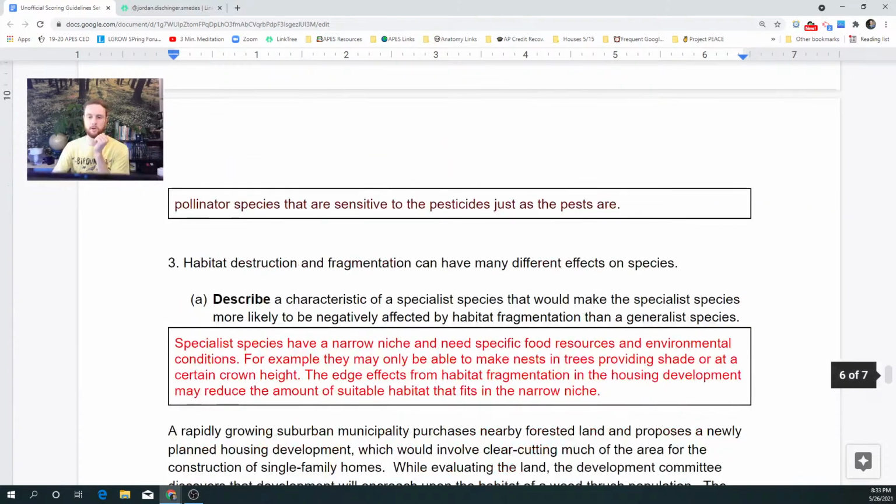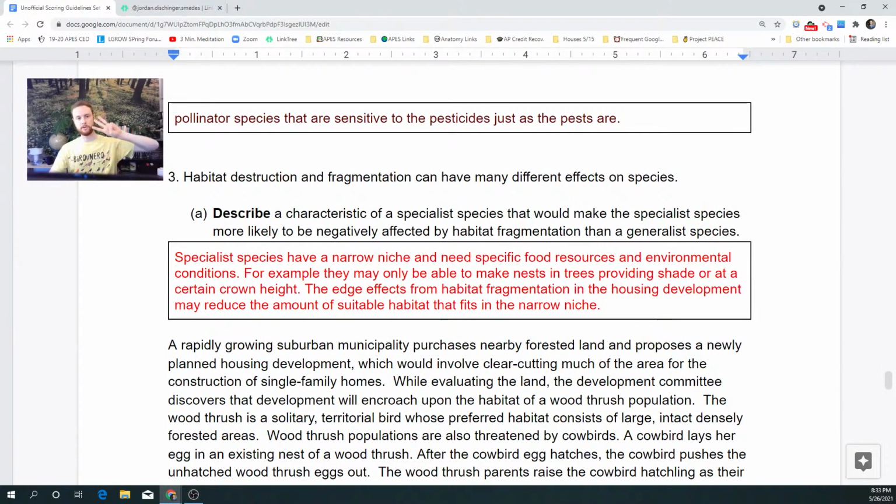So on we go. So we are to question number 3. Question number 3 is the math-based question. So let's talk about that question here. Habitat destruction and fragmentation can have many different effects on species. Describe a characteristic of a specialist species that would make the specialist species more likely to be negatively affected by habitat fragmentation than a generalist.